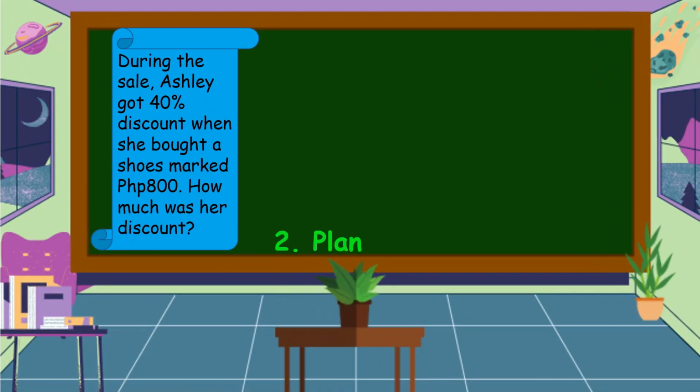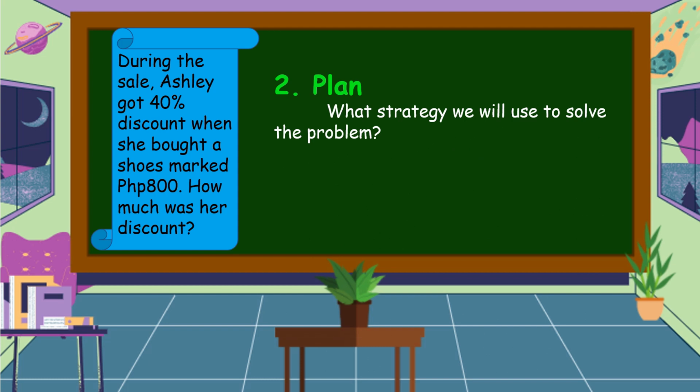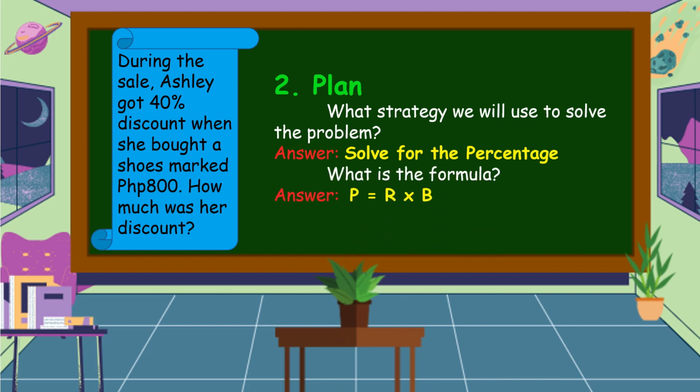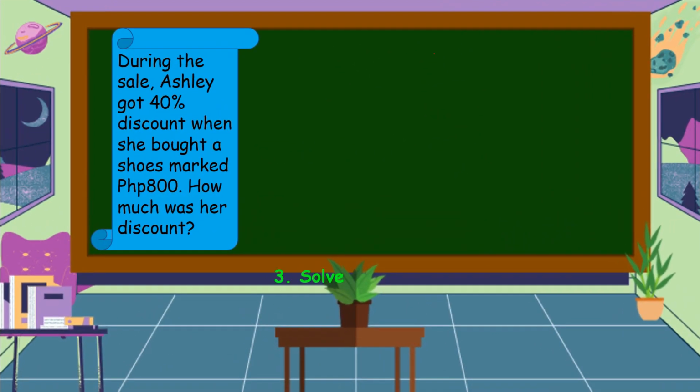Okay, next step natin is we're going to plan what strategy we will use to solve the problem. So, dito yung 40% ay rate and 800 is the base. So, ang nawawala natin ay ang percentage. So, we're going to solve for the percentage. Ano yung formula? How to find the percentage of a number? P is equal to rate times base. So, let's solve the problem. Hanapin natin yung percentage using the formula.